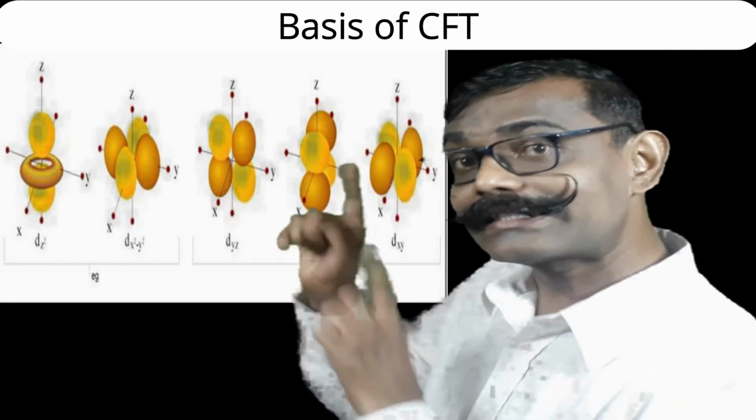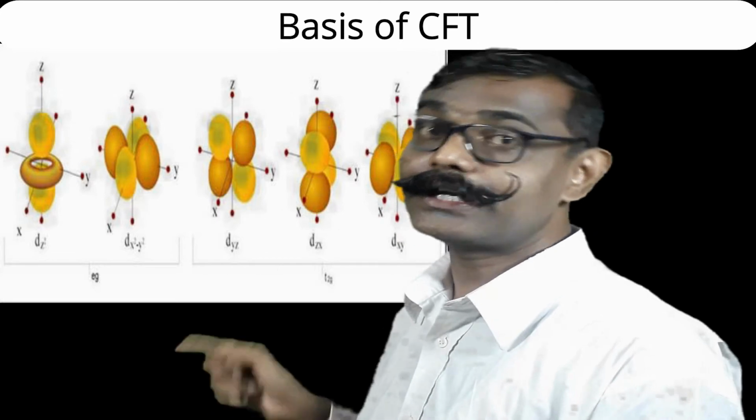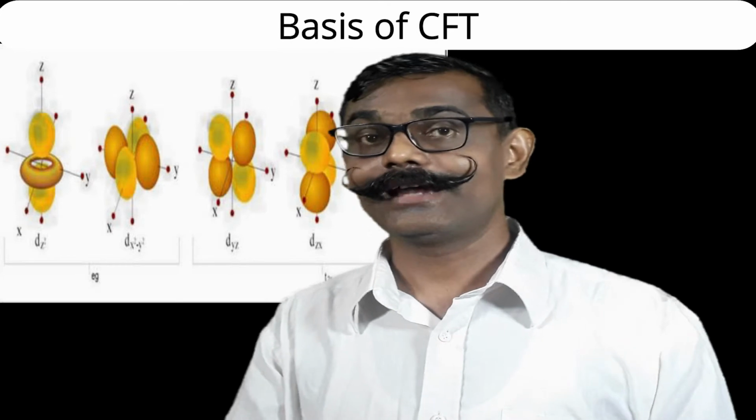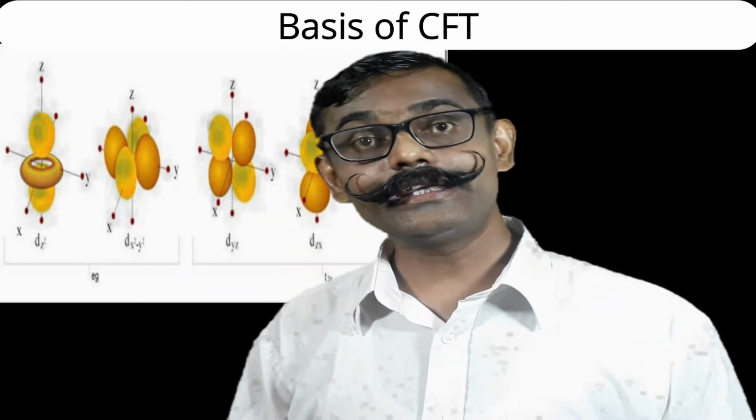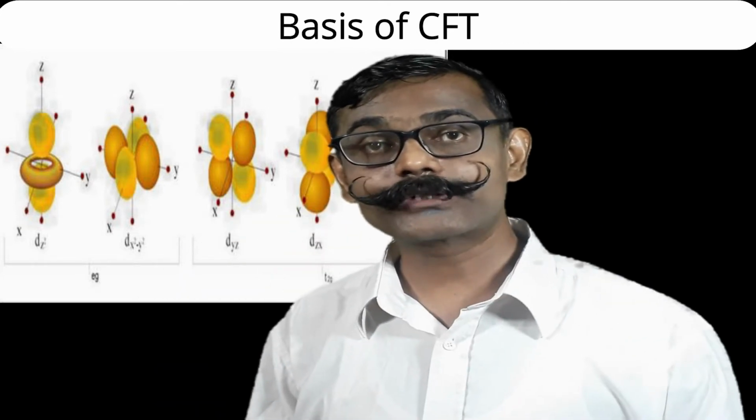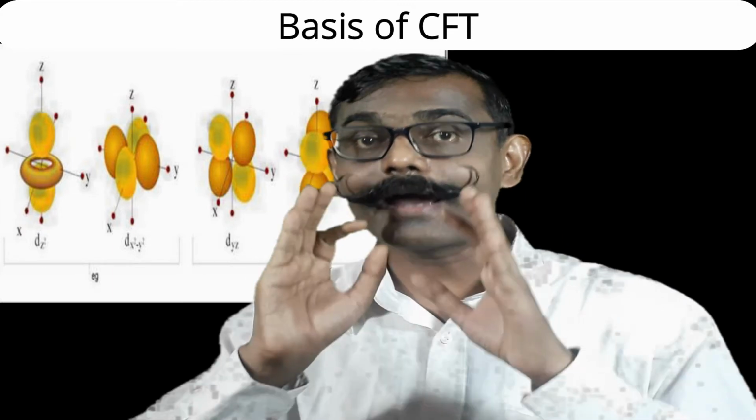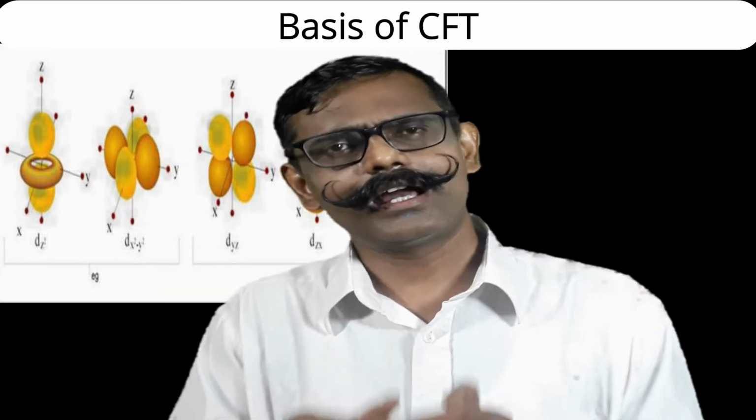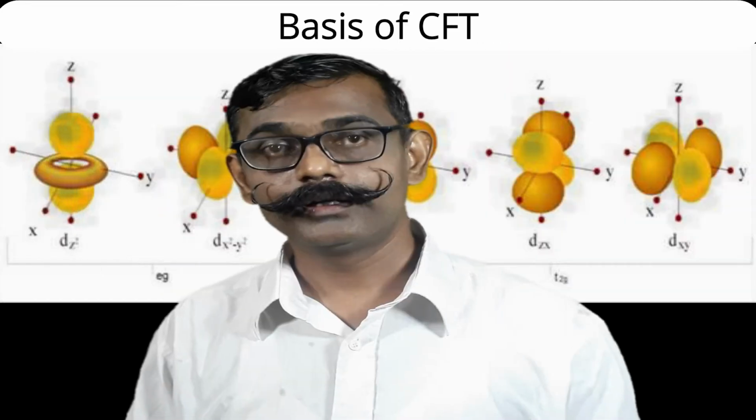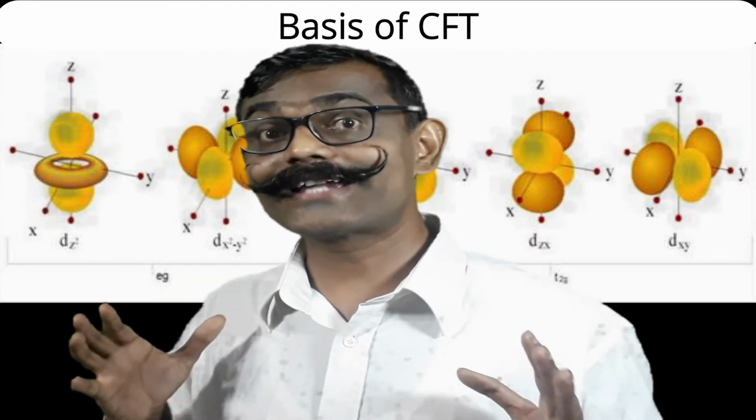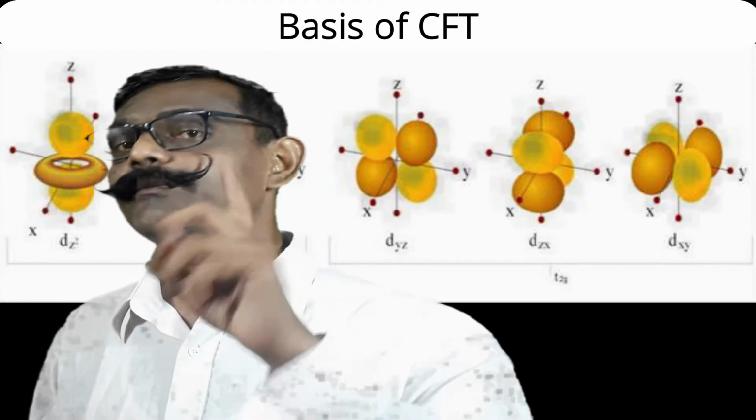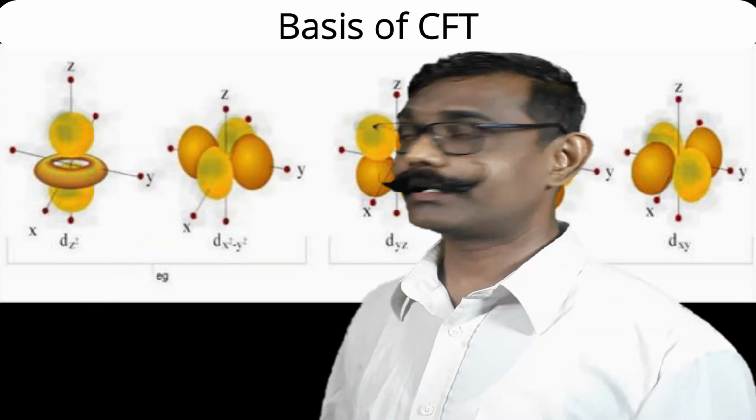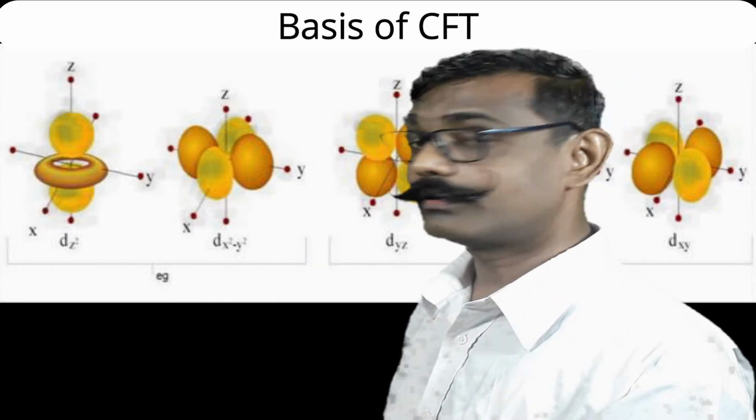What are you finding? The last three orbitals, dxy, dxz, dyz, are in between axes. And the first two orbitals, dx square minus y square and dz square, are along the axes. For dz square, the majority contribution is along the z axis and partly along x and y. dx square minus y square is completely along the x and y axis. dyz is in between y and z, dxz between x and z, dxy between x and y. That's the understanding of these orbitals.